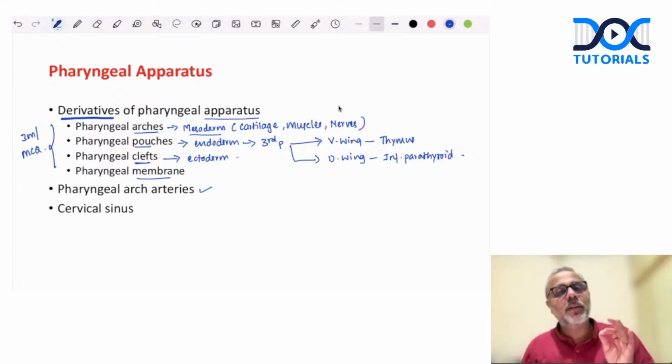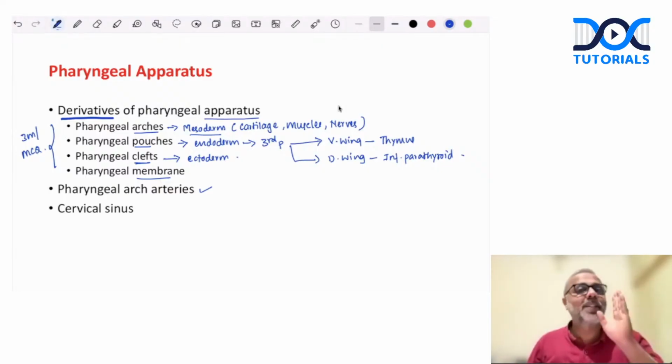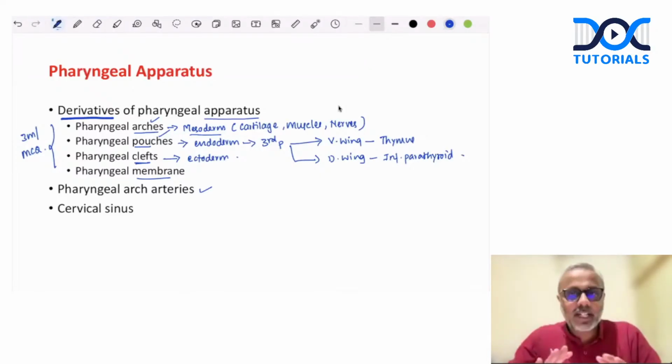Fortunately, we need to mention the derivative from the first pharyngeal cleft, which is the external acoustic meatus. Nothing else develops from this, right? Whereas for arches and pouches, we need to remember the 4 or 5 arches and the pouches, right? If you can make your own table of derivatives of pharyngeal arches, that is all that is needed to solve every question that is asked from this topic, right?